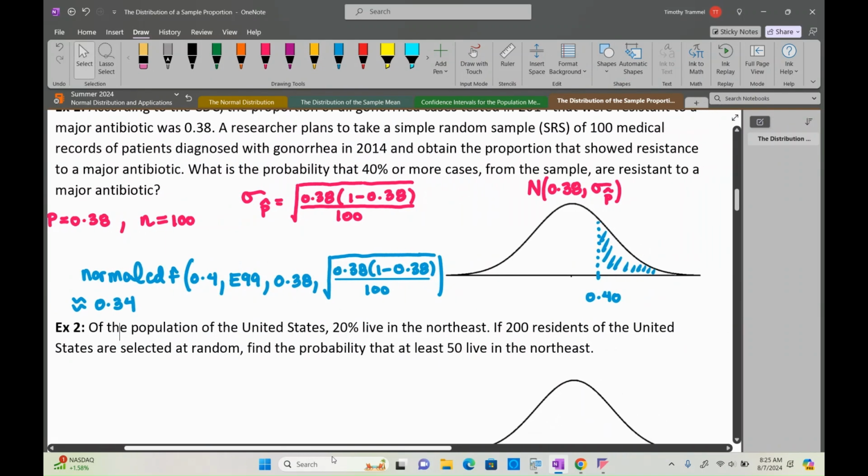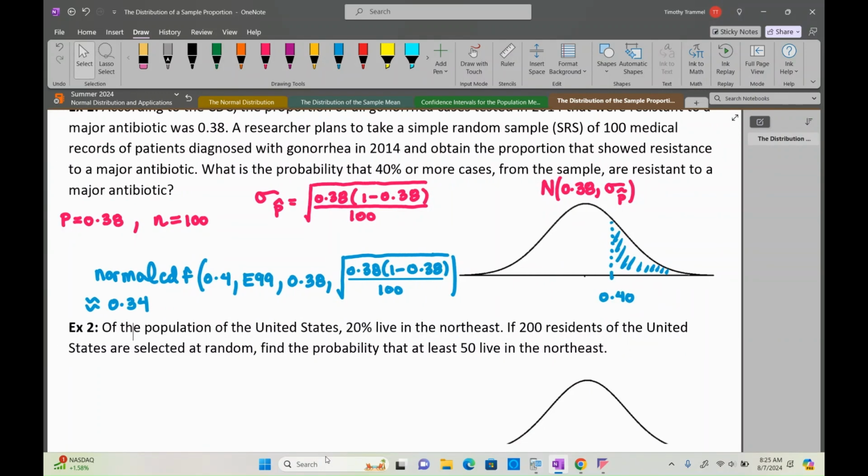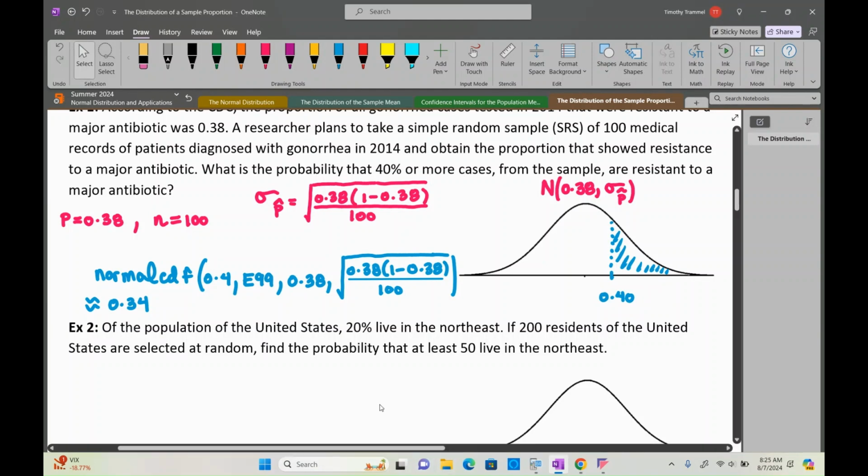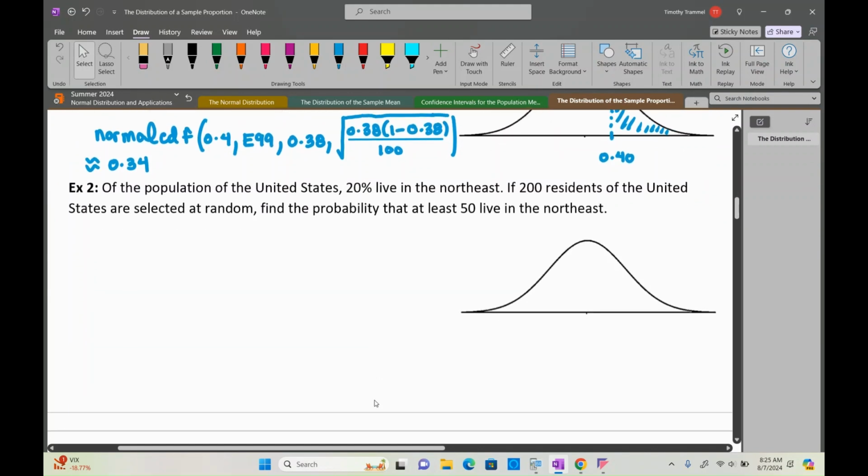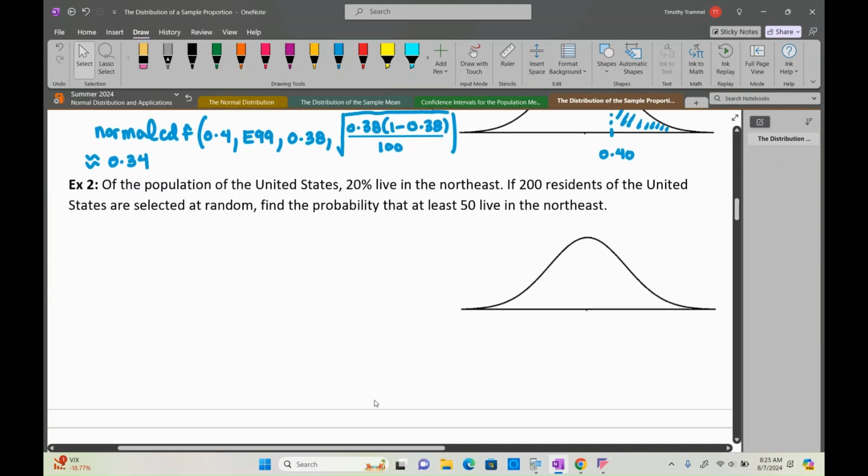All right. So what this tells us is there's about a 34% chance that in this sample of 100, 40% or more of the cases would be resistant to a major antibiotic. All right, so let's scoot down and give another one a try. This one will probably be a little bit easier to interpret.